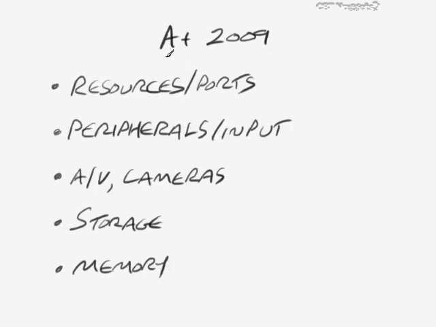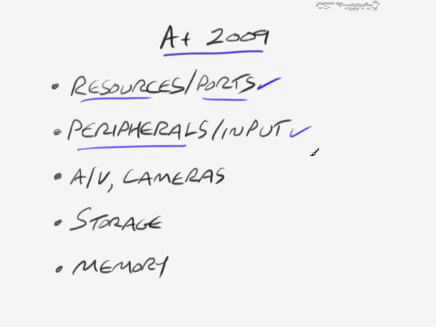And then we'll continue on by talking about resources and ports. When it comes to a computer, it has to have something called resources, such as what we call interrupt requests, I/O addresses, things like this. And there's also ports that you can plug things into, like your peripherals, for example, or your input devices, such as your keyboard and your mouse.